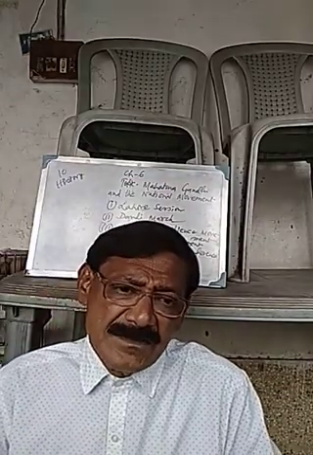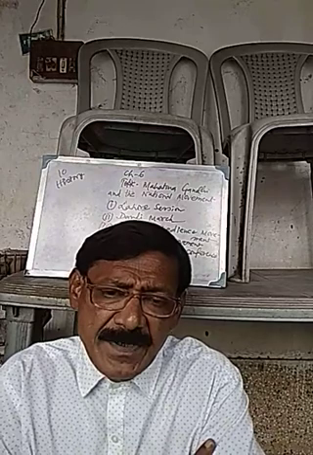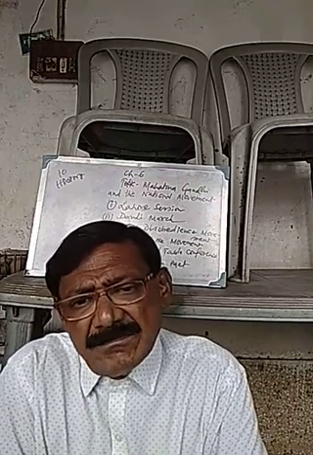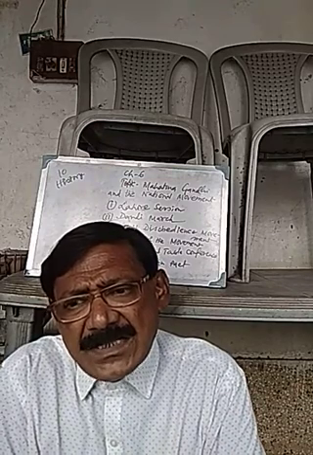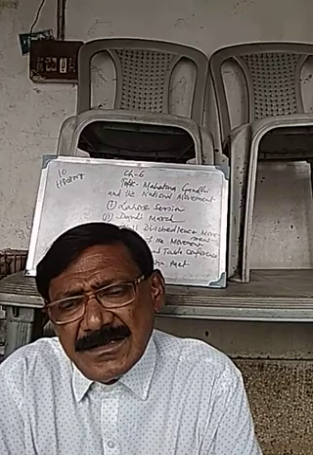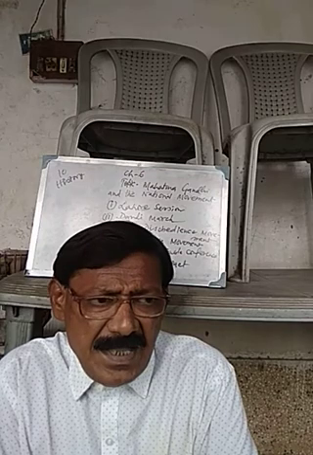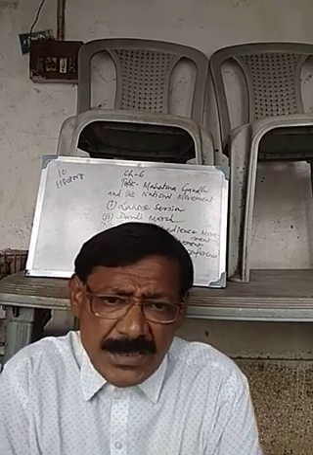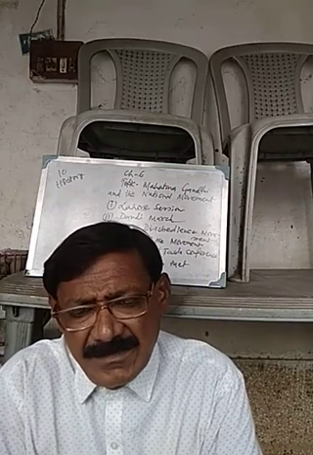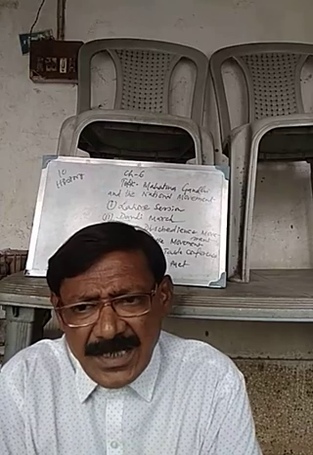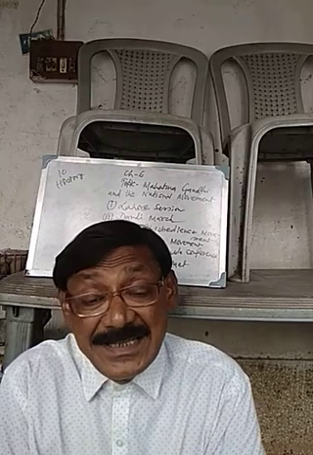What is Dandi March? Mahatma Gandhi made an expedition from Sabarmati Ashram to Dandi. Dandi was a place on the Gujarat seashore. Gandhiji left Sabarmati Ashram on foot for Dandi and reached there by covering 240 miles or 400 kilometers along with 78 followers.